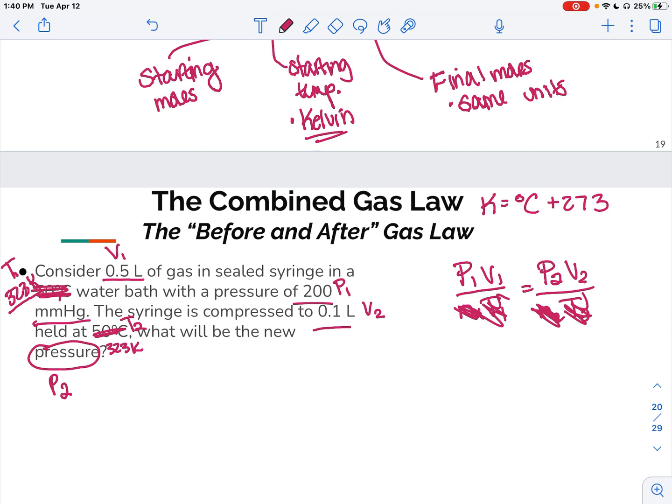So I can take away the temperatures. Now, if you didn't notice that and you put in 323 for T1 and then 323 for T2, it will just work out in the math. So you don't have to worry about it if you don't catch that. But if you do catch it, it makes your math a lot easier, because now we just have P1 V1 equals P2 V2. We plug those numbers in.